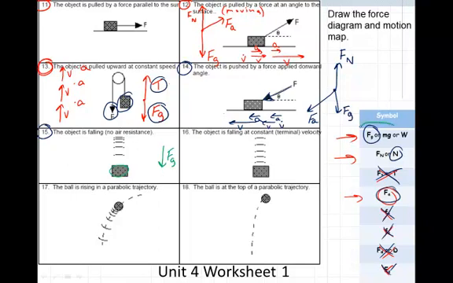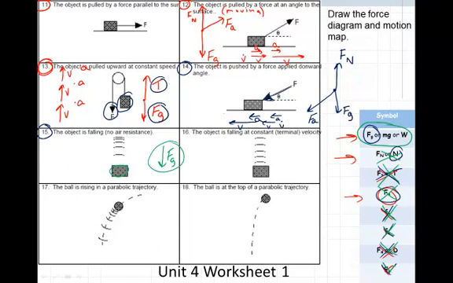Is there a normal force? No, there's no normal force because it's not in contact with a surface. Is there a force of tension? No. Is there an applied force? No. Are there any frictional forces? No. And there's no air resistance, so there's not going to be drag, there's no spring. So this is all we draw for our force diagram for number 15.